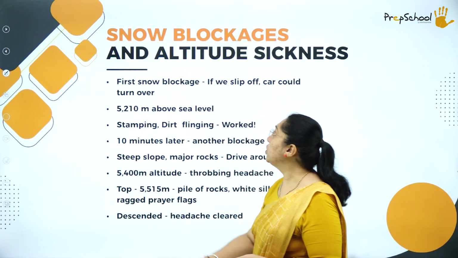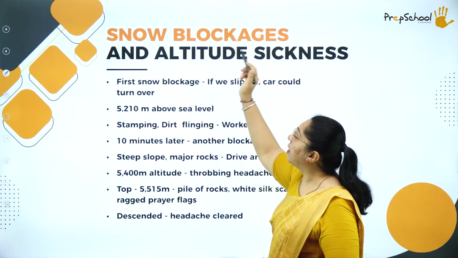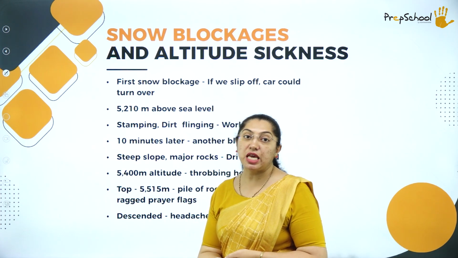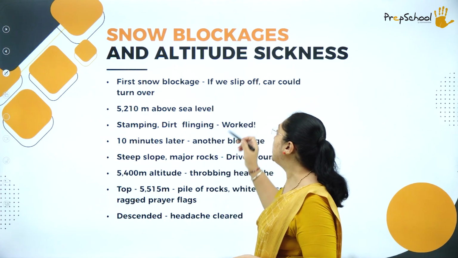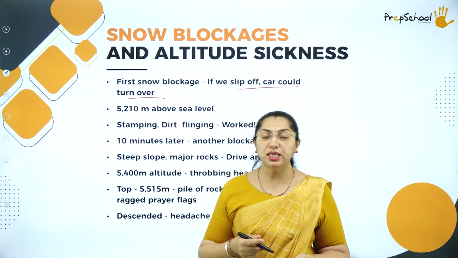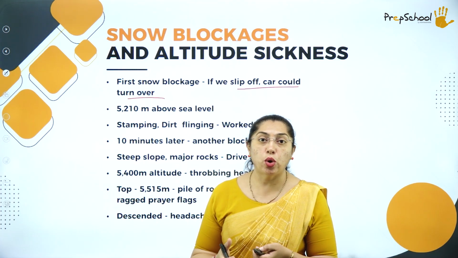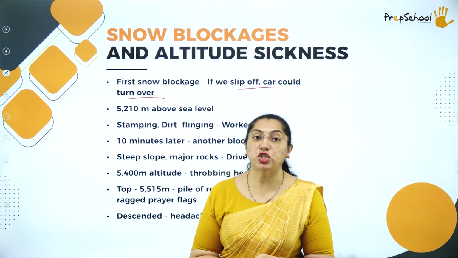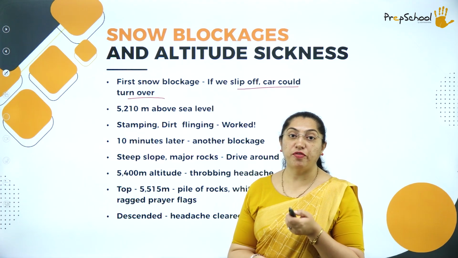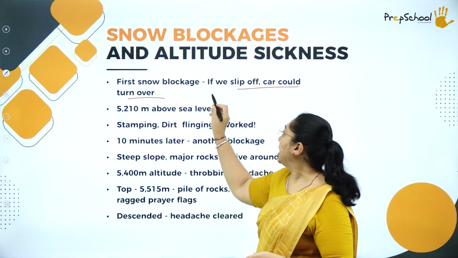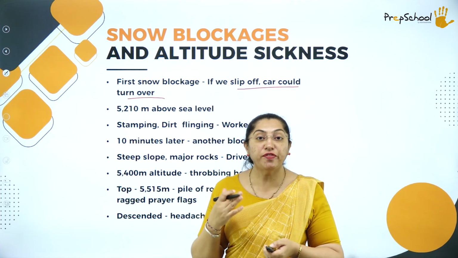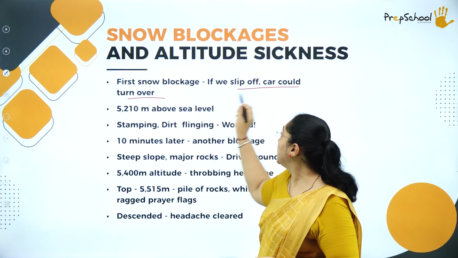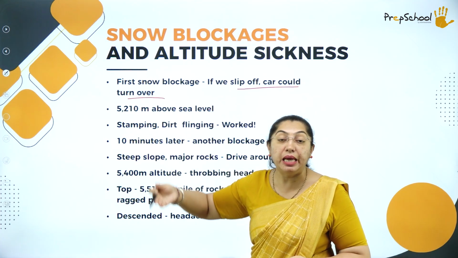After that, there were snow blockages and the narrator would feel sickness. So he felt sickness because of the snow blockages. Let's see what happened with the narrator. First, snow blockages. If they slipped off, the car would turn. As their journey started, as I told, it was not a very easy thing. It was a risky place, and the route they had taken, the shortcut, was very risky. In the first snow blockage, what happened? If the car slipped from the snow, it could have turned over. That is what he says.